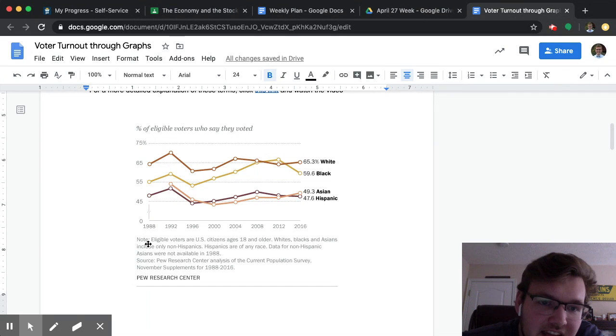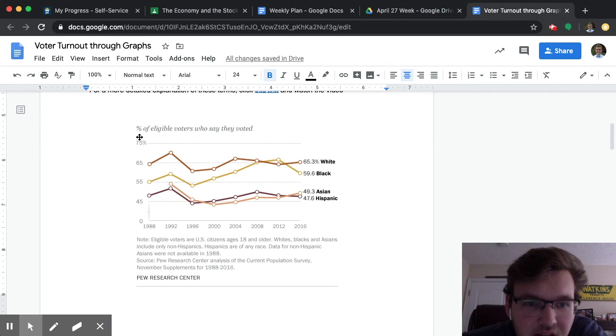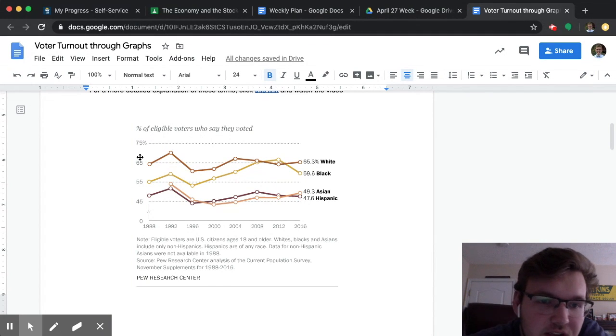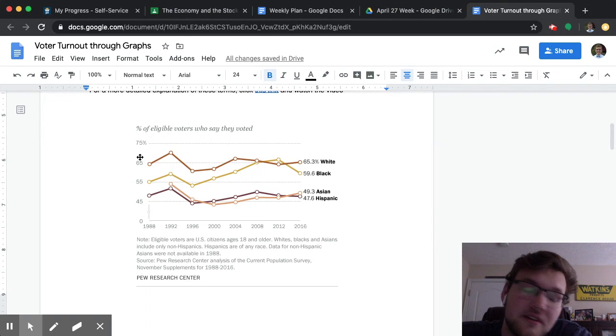So on this axis, we've got some numbers and it's telling us that they're percentages. It says they're the percentage of eligible voters who say they voted. So literally, they're just people that said they voted. What percent of a group actually voted? That's what that is right there.